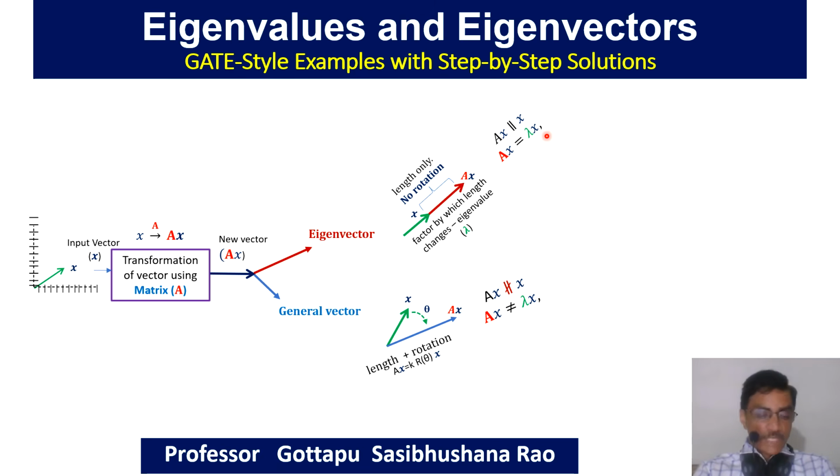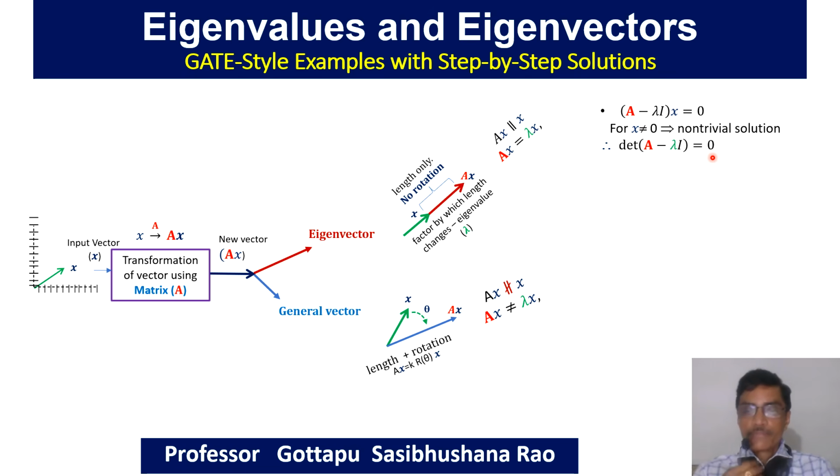Rearranging this eigenvector equation for a non-zero eigenvector x, we get the characteristic equation: determinant of A minus lambda I equals 0. This is the characteristic equation used to find the eigenvalues. And this particular equation, Ax equals lambda x, is the eigenvector equation used to find the eigenvector. In the next slide, we will discuss the key concepts of eigenvalues and eigenvectors at a glance.